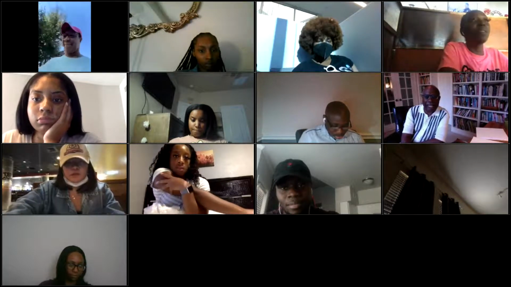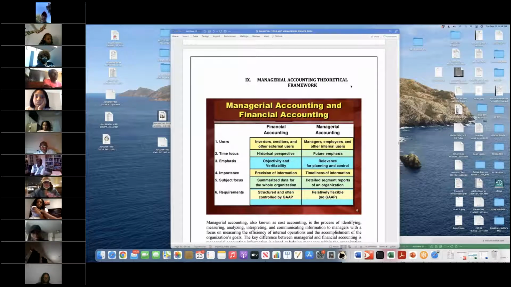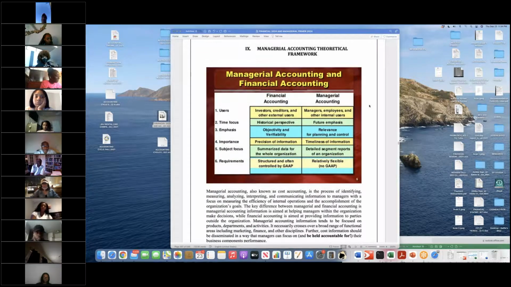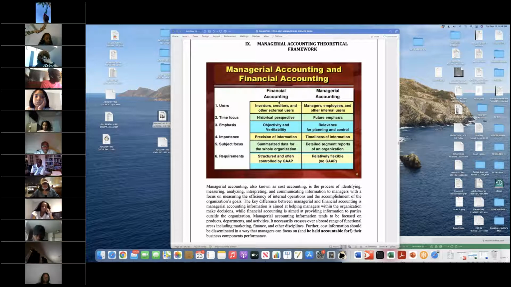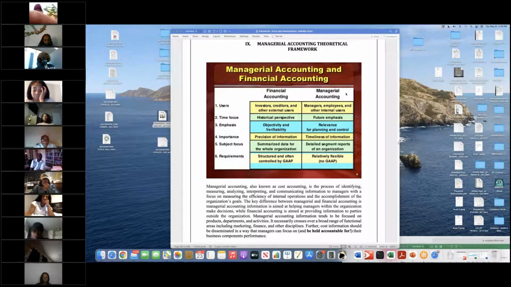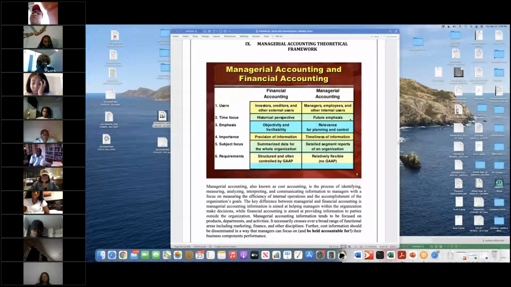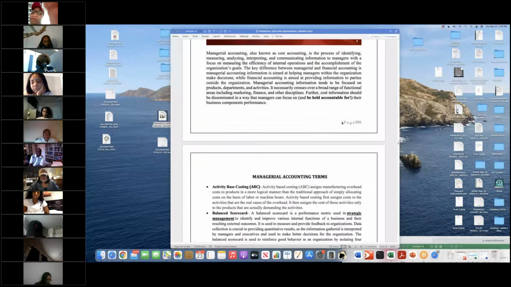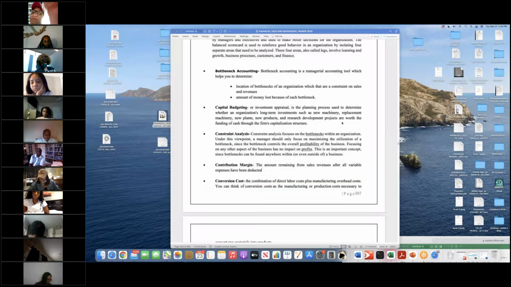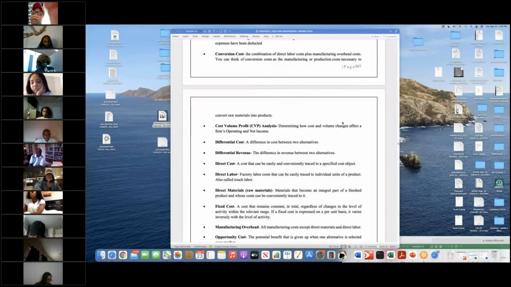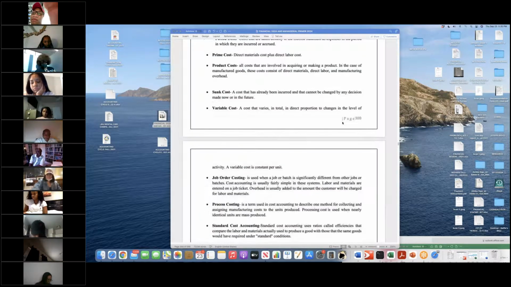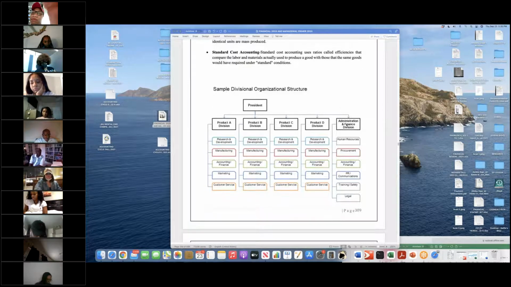Okay, so going back to our screen, and all this is in your primer, but financial accounting is for external users. It's the whole organization. Managerial accounting is for the internal users for the area that they're working on. I've put in a number of terms, so when you see things and you're wondering what they are, you can come back and look at these terms.